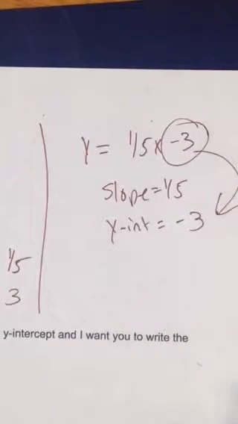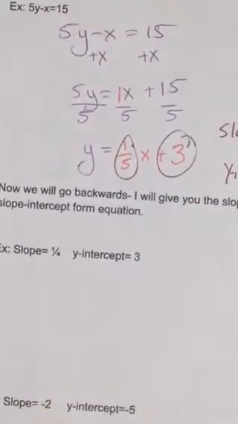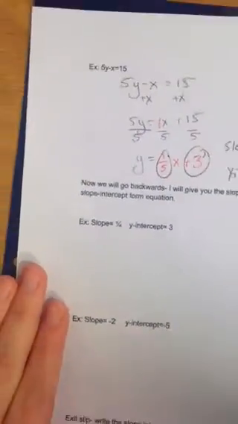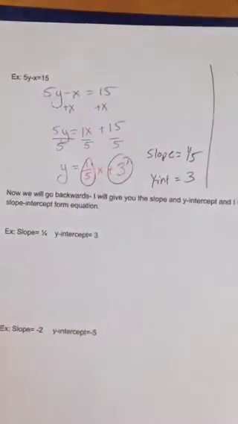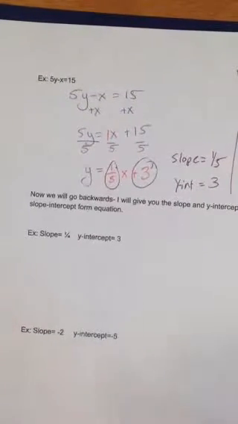So just beware. Now what we're going to do is go backwards. I kind of gave you the hard stuff at the beginning, and now this stuff should be relatively easy for you. So now we're going to go backwards. I'm going to give you the slope and y-intercept, and I want you to write the equation in slope-intercept form, the y equals mx plus b.